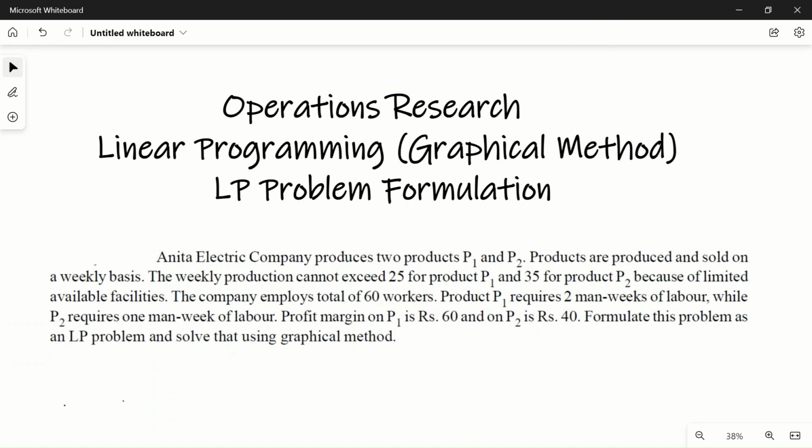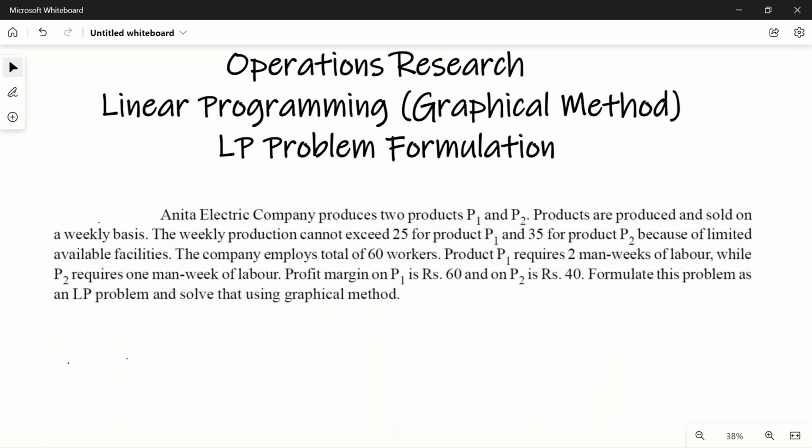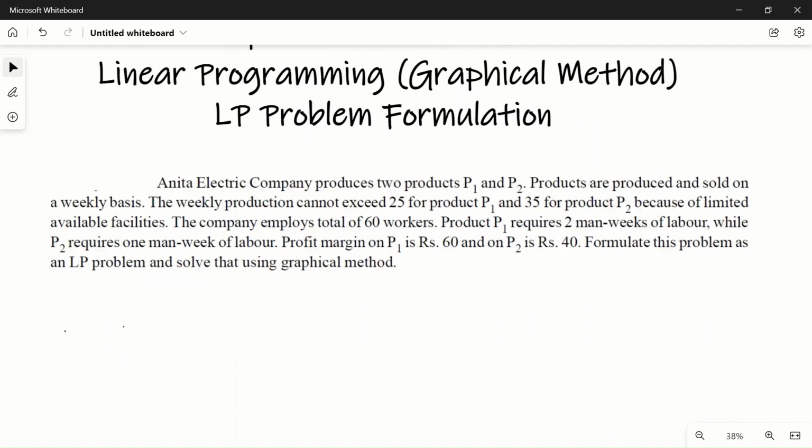So in today's video we will solve another problem of operations research, linear programming, based on the graphical method. In previous videos we have seen that we had already been given mathematical models, like the various objective functions and various constraints, and we just had to solve them. But in this problem the various statements are given and we have to formulate the problem and then solve it. So let's see how to formulate the problem of linear programming.